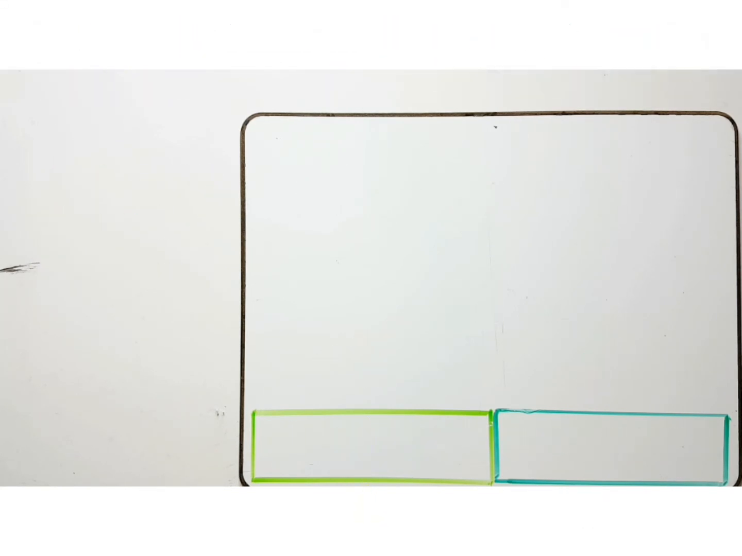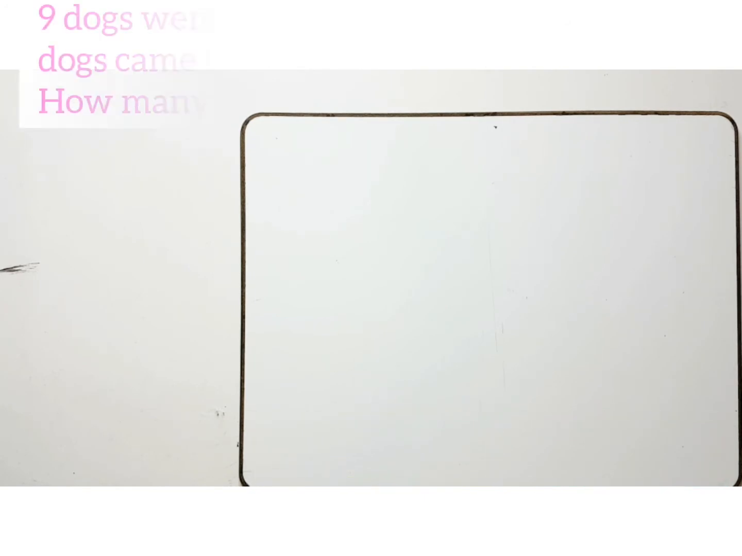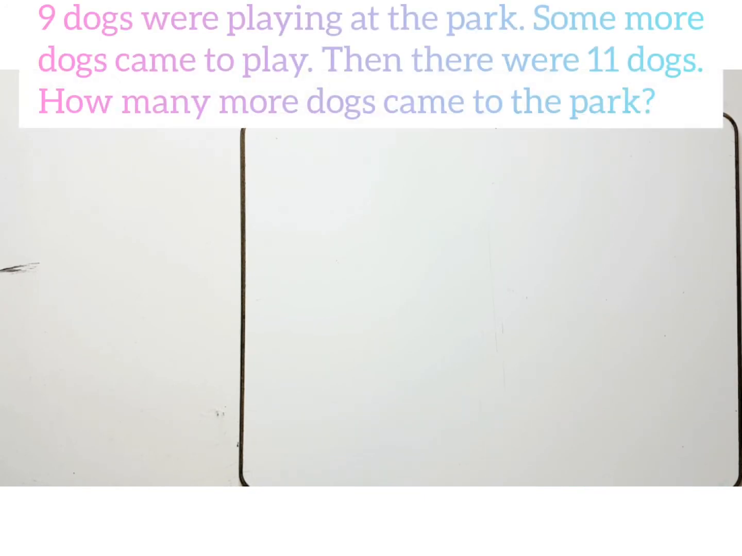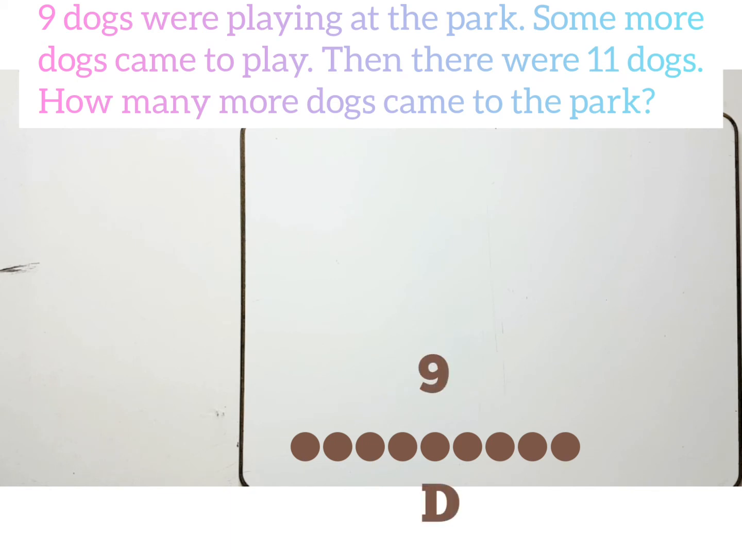Let's try it with another word problem. 9 dogs were playing at the park, and then some more dogs came to the park. Then there were 11 dogs. How many more dogs came to the park? So first, I'm going to start with my drawing. 9 dogs were playing at the park. But wait a minute, I don't know how many more dogs came to the park. So I'm going to draw my box and label before I go any further.